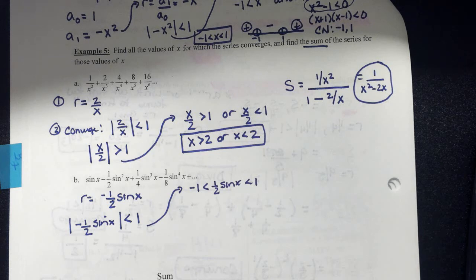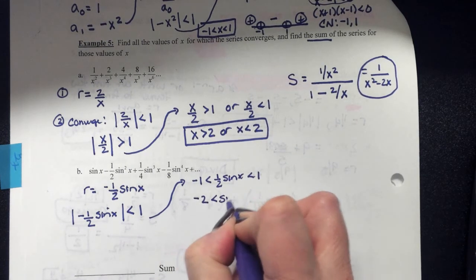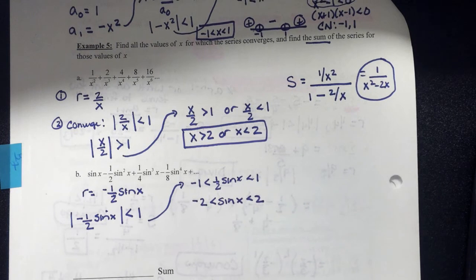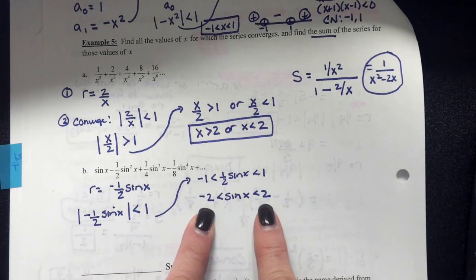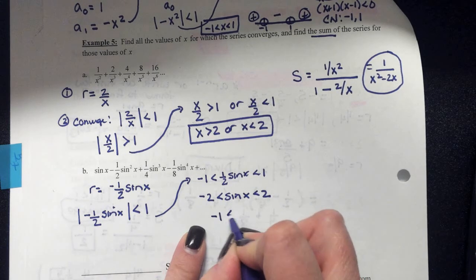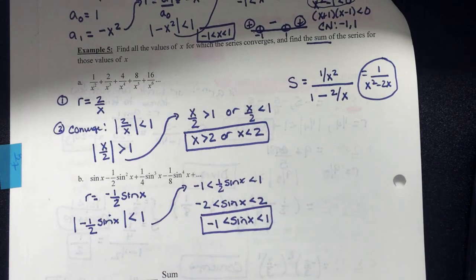How do I get sine x by itself? What am I going to have to do? I'm going to multiply everything by a what? 2. So -2 less than sine x less than 2. Does that make sense? What's the range of sine? Not negative pi over 2 to pi over 2, that's for inverses, but just the parent function sine of x. Not 0 to 1. Negative 1 to 1. So it's only going to converge between negative 1 and 1, because the range of sine of x only goes from negative 1 to 1. Okay?